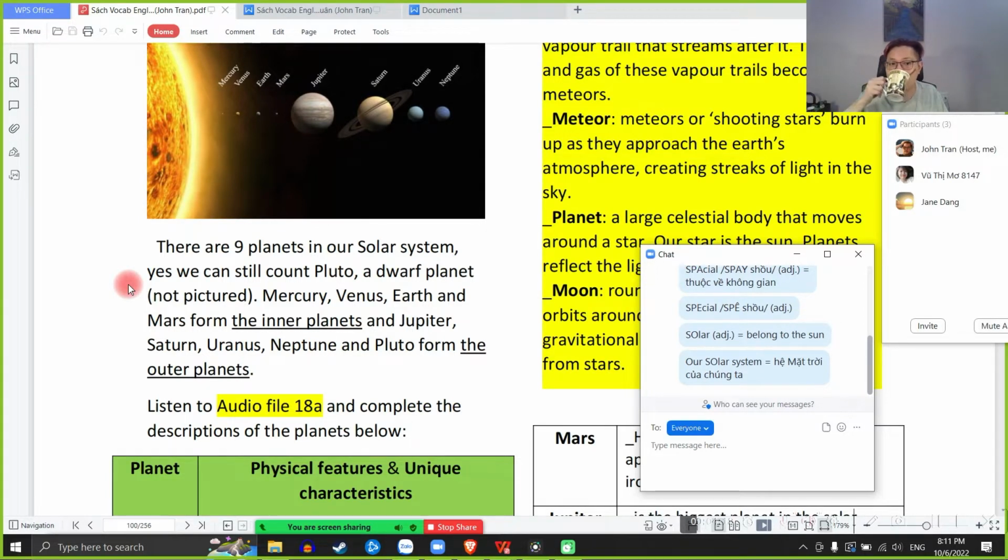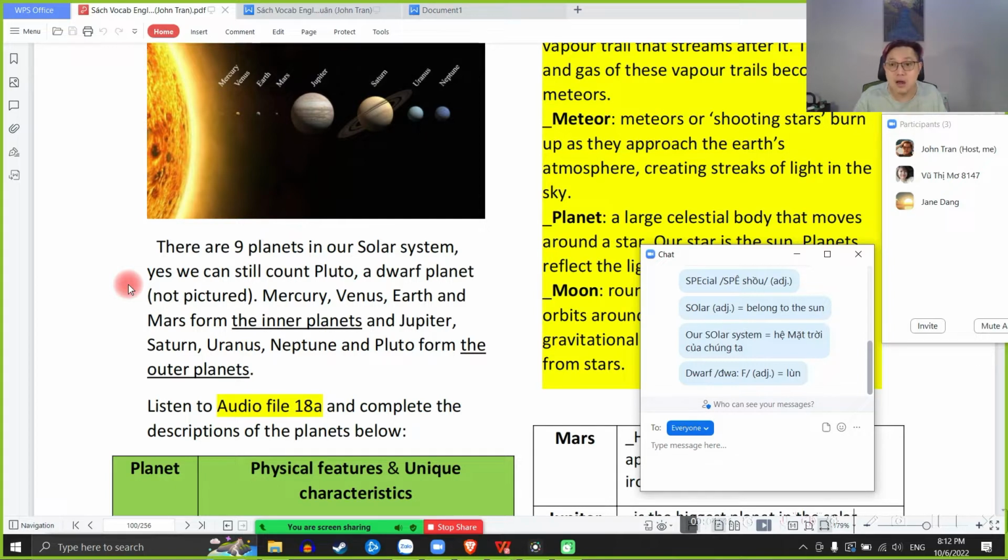We can still count Pluto. A dwarf planet. Not pictured. Dwarf. A dwarf planet. Lùn, nhỏ. A dwarf planet, not pictured.